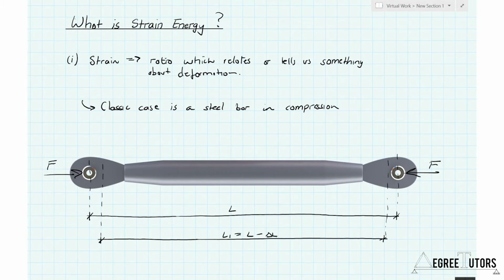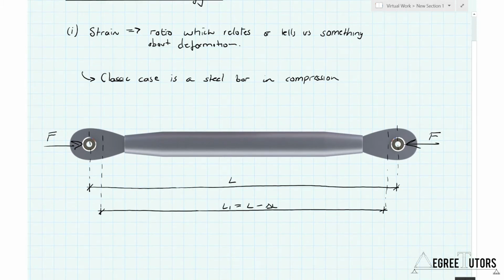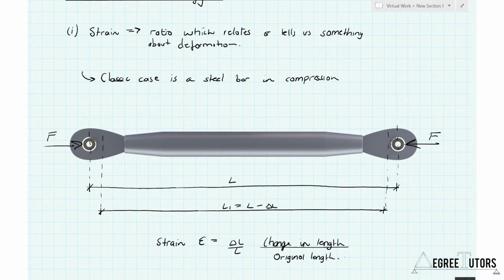Okay, so put simply, we can say that the strain, which is traditionally given the Greek letter epsilon, is equal to the change in length over the original length. So it's a very simple idea. Simply take our change in length and divide it by the original length, and that is the strain. So that's the first half of strain energy explained.